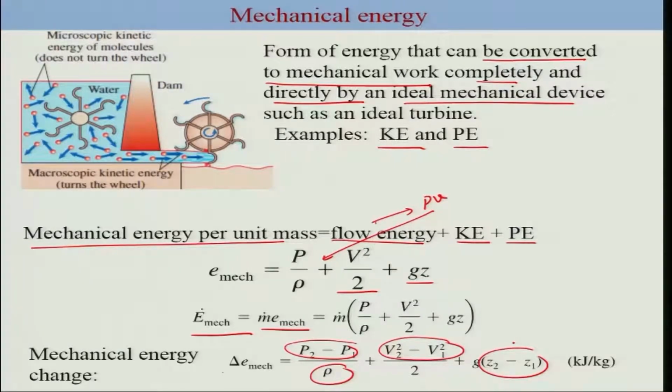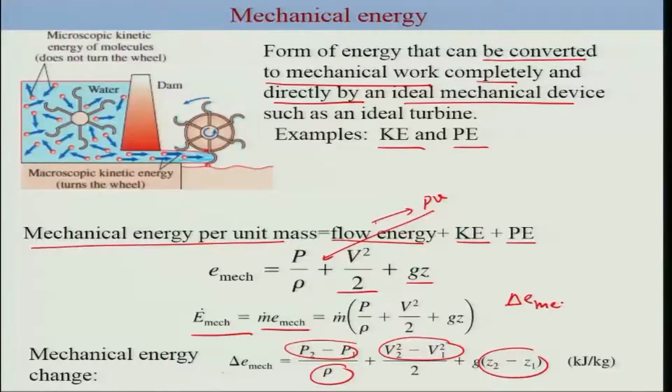So in case of a system which does not have any change in the pressure or difference in velocity, or is particularly static and the elevation is not changing, in such case your delta E mech is going to be 0. Now for the case where the mechanical energy is transferred to the system, your delta E should increase. For the case where it is extracted from the system, your delta E mech should be less than 0.